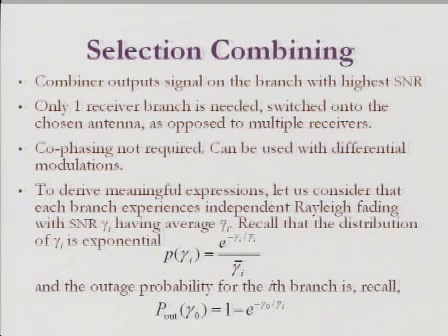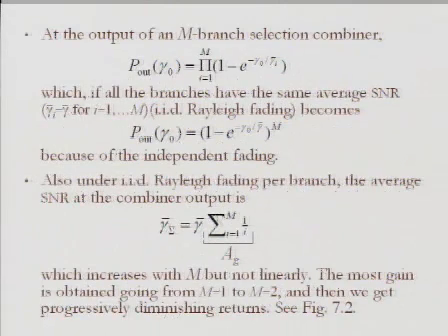is obtained by integrating this PDF, and it's another exponential. It's 1 minus the exponential of minus gamma 0 divided by the average gamma i bar. So we saw these already, and this is when you don't have diversity. Now, what do we get when we have selection diversity with M antennas?